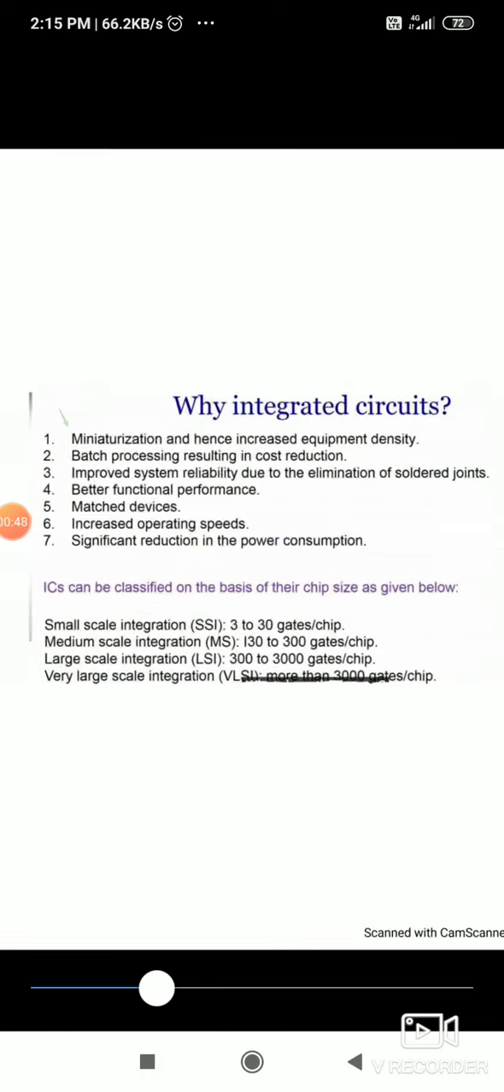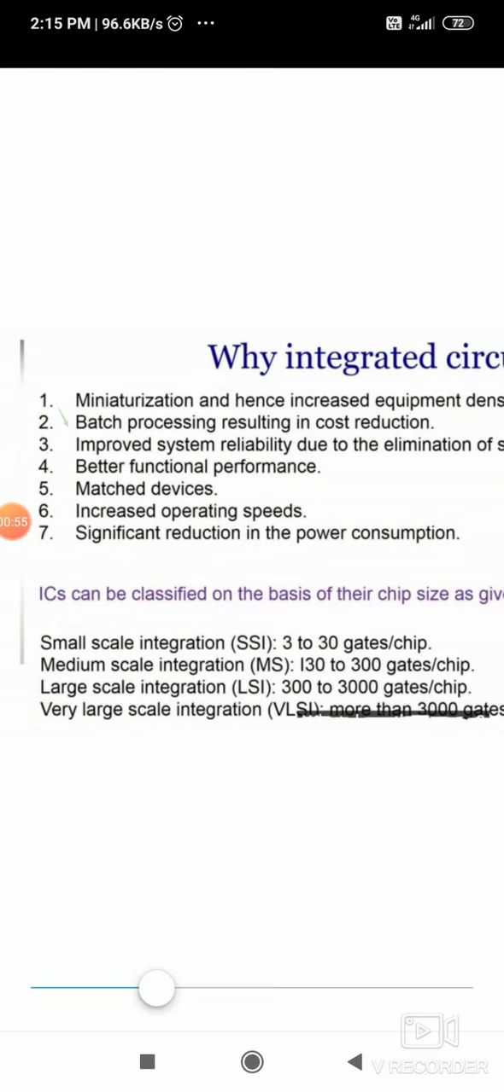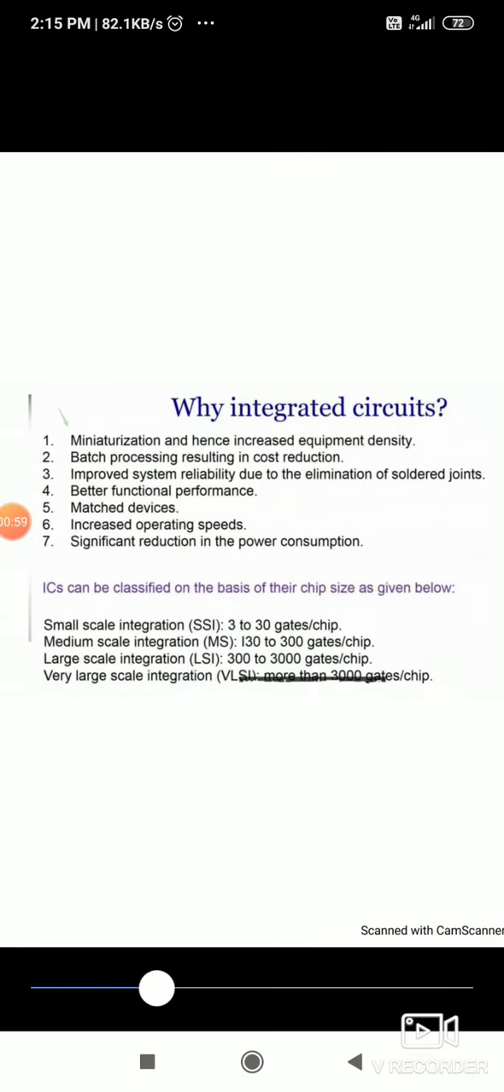Why do we use integrated circuits? Because of these advantages: small size, low power, very compact, and high density of circuits.